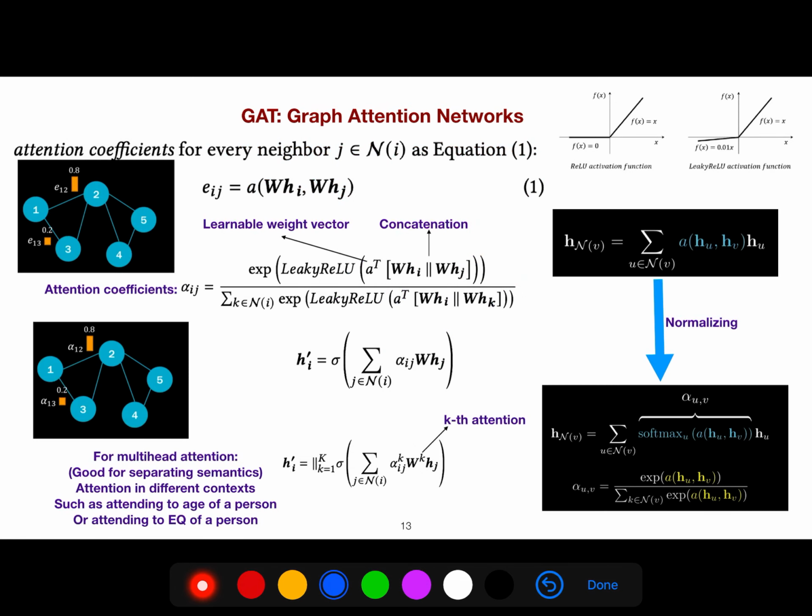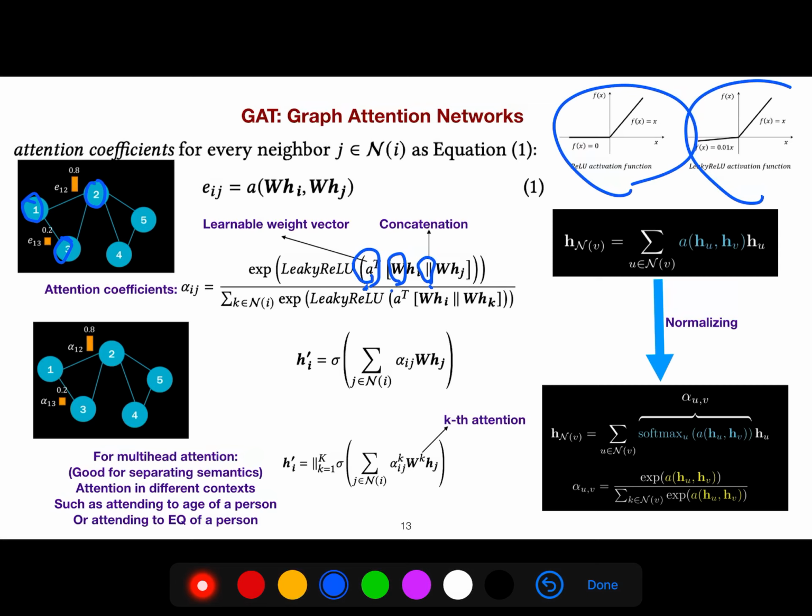And here I can explain it. For example, this node 1 has more attention to 2 in comparison to 3. And we use Leaky ReLU. The difference between ReLU and Leaky ReLU is here. And here we have 2 types of parameters. One is W, the other one is A. So both of them should be learned.